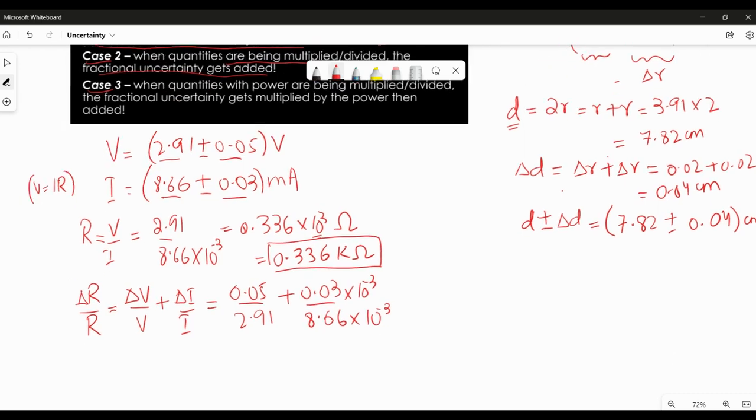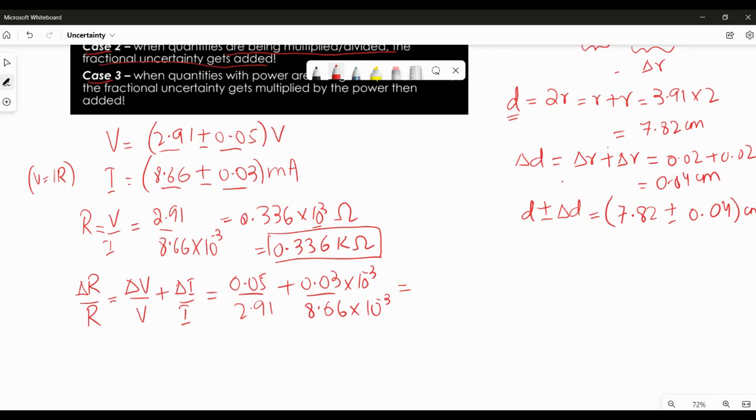If I simplify this, I end up getting a fractional uncertainty for R, delta R over R, to be a value 0.02. That is the fractional uncertainty, which is delta R over R. Now, when data is represented with uncertainty, we need to write down the average value of the data plus minus its absolute uncertainty. So we need to get the absolute uncertainty for R, which is pretty easy.